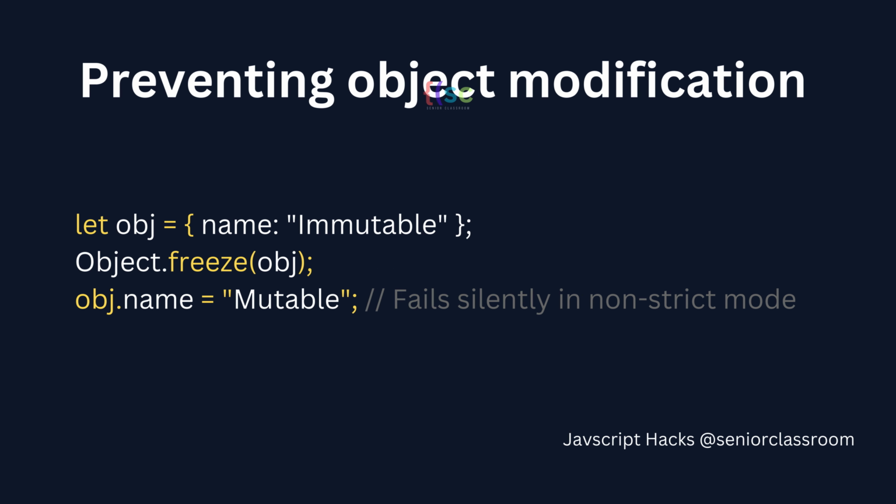The Object.freeze method in JavaScript prevents any modifications to an object, making it immutable. This means you cannot add, remove, or change any of the properties of the object once it has been frozen. However, it only works for the object at the top level, not for nested objects.